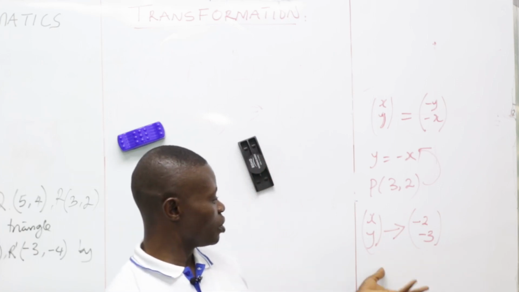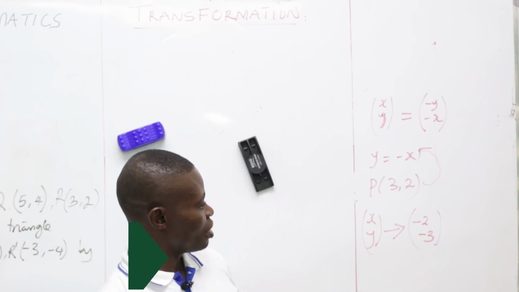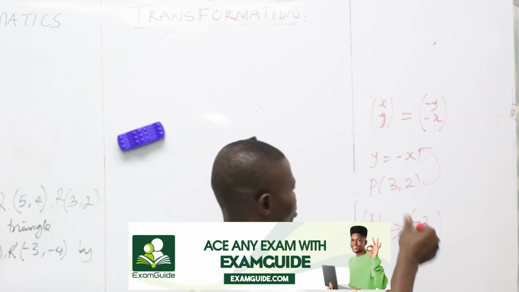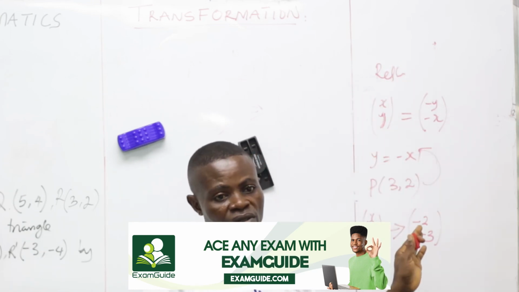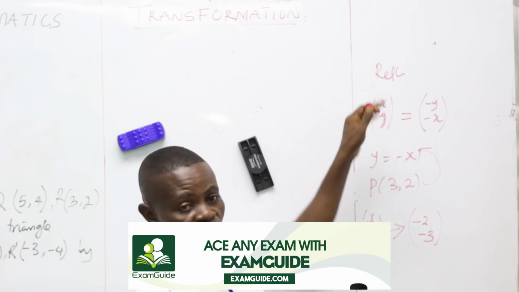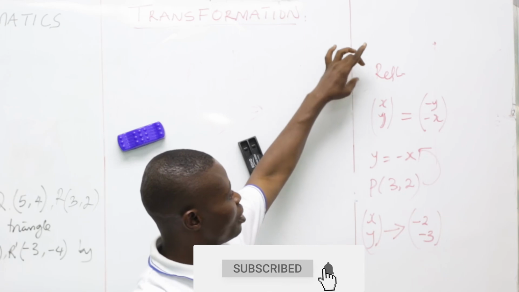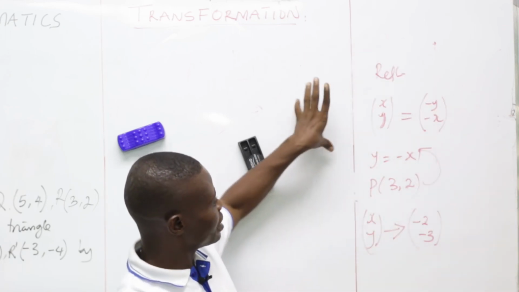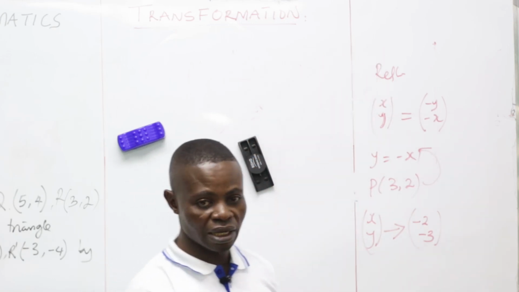So we're going to be talking about rotation in our next class, so that you can't miss the formula of reflection, translation, and rotation together. That's why in this our first class we decided to take only translation and reflection. So in our next class we'll consider only rotation and enlargement.